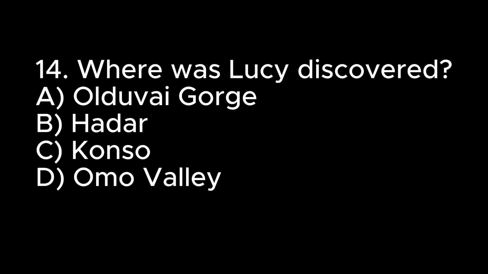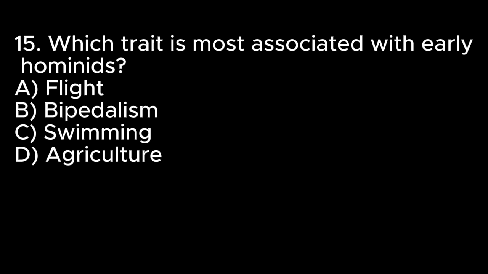14. Where was Lucy discovered? A. Olduvai Gorge. B. Hadar. C. Kanso. D. Omo Valley. Answer: B. Lucy was found at Hadar in Ethiopia. 15. Which trait is most associated with early hominids? A. Flight. B. Bipedalism. C. Swimming. D. Agriculture. Answer: B. Early hominids walked on 2 legs.